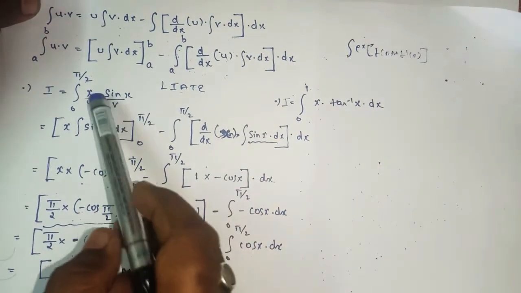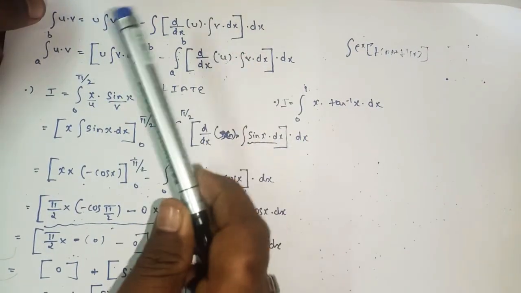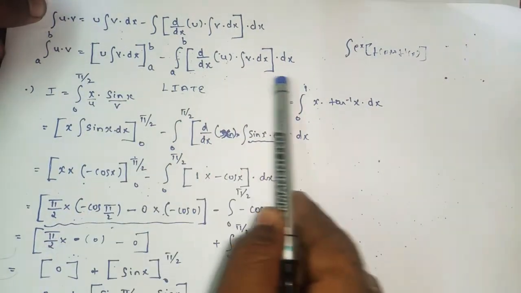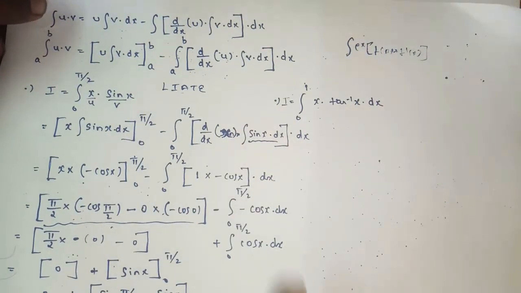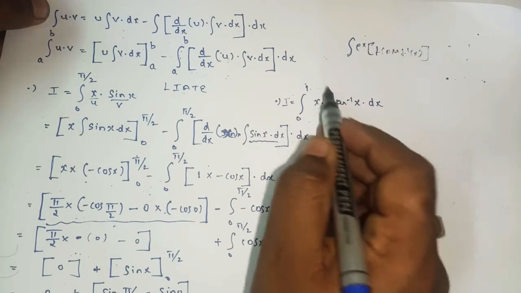Remember here the formula is different compared to the indefinite integration, because of this upper limit and the lower limit. So here we have to use this formula, not this one. Then only you will get the perfect answer. Now we'll take one more sum, as here we have x into tan inverse.